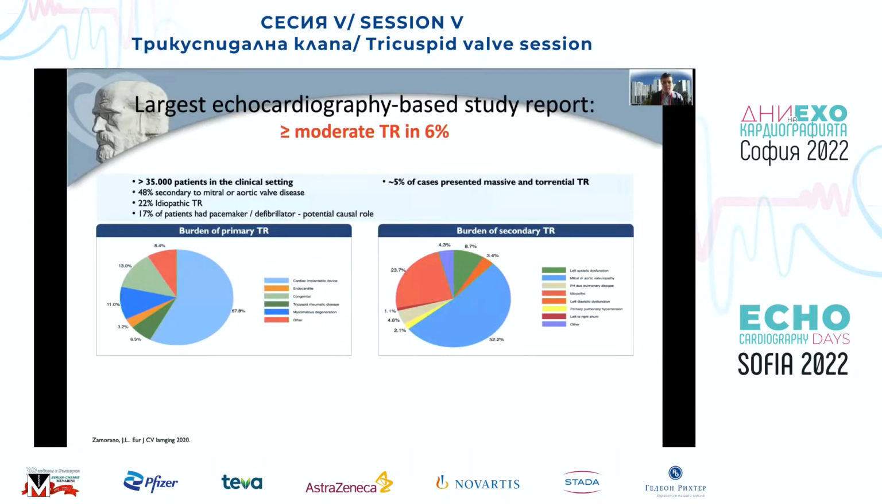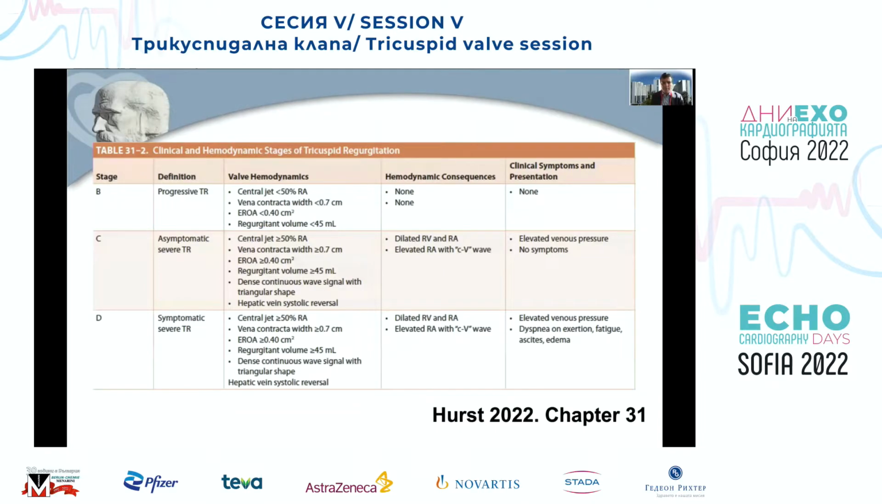But what is the prevalence? Well, we published in the European Journal of Cardiovascular Imaging this study with more than 35,000 consecutive patients entering the Echo Lab, and at least moderate TR was present in 6% of the patients. So it's very relevant in our daily clinical practice.